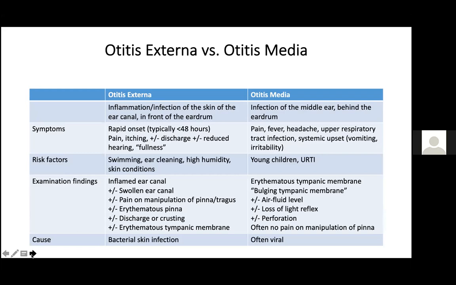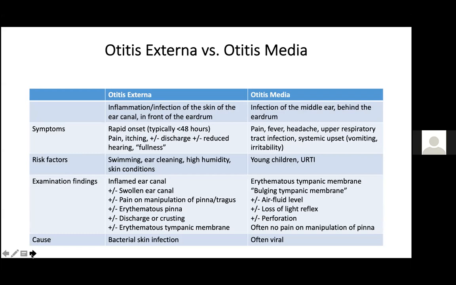In otitis media, there's also pain, but it's often preceded by an upper respiratory tract infection, and there might be other symptoms of a sort of viral illness. So people might have a fever, might have a headache, might even have systemic upset. Quite often children that have otitis media are vomiting, they're irritable, they're just not quite right. Otitis media happens quite commonly in young children, and it might manifest simply as irritability or a toddler crying all the time, pulling at the ear.